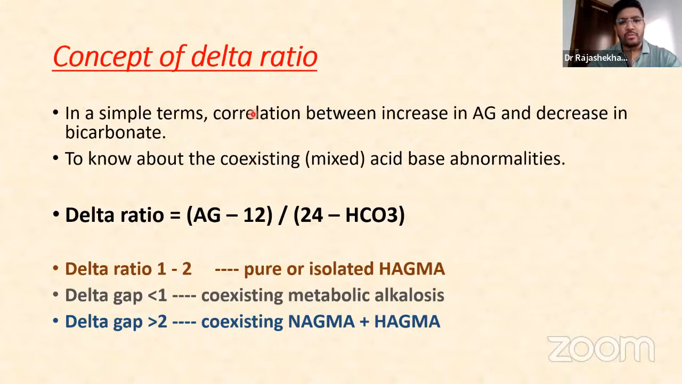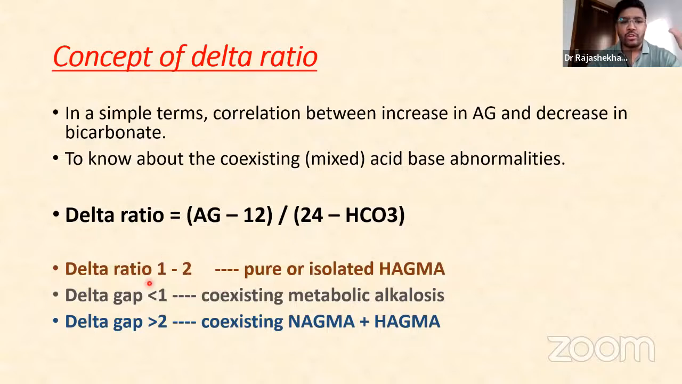The concept of delta ratio is to be used only in case of high anion gap metabolic acidosis. Please remember it. The delta ratio is basically the increase in the anion gap relative to the decrease in the bicarbonate. Normal anion gap is 12 and normal bicarbonate is 24. So we use the anion gap minus 12, divided by 24 minus bicarbonate. We'll be discussing a lot of questions at the end, and then it will be very easy for you to understand.